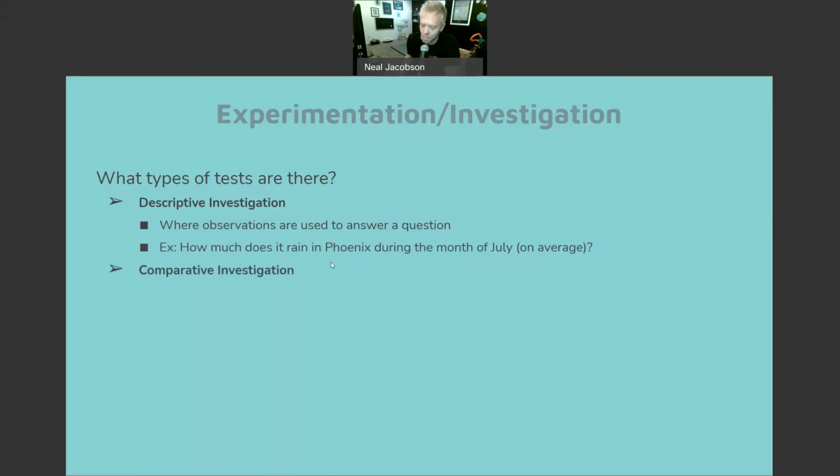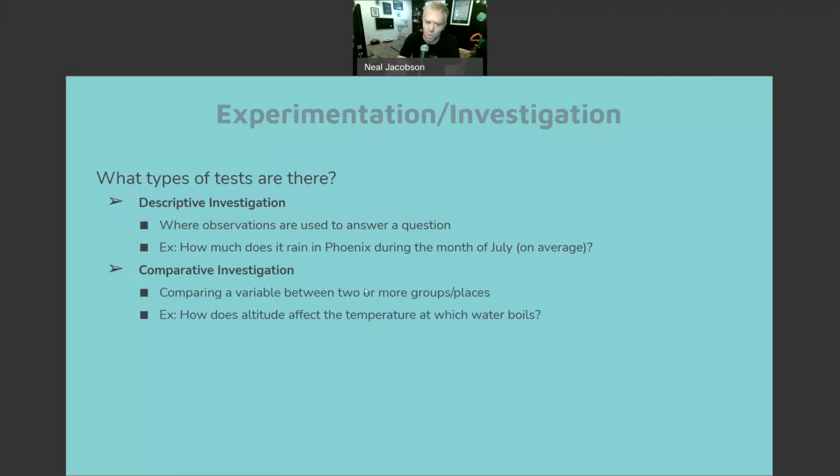And then the next type of investigation would be a comparative investigation. We'll go into detail on each one of these in just a second. But a comparative investigation is where you're going to compare how a variable interacts between two or more groups or places. So let me give you an example of this. The variable I want to test is the temperature at which water boils. What I want to compare is how altitude affects the temperature at which water boils.